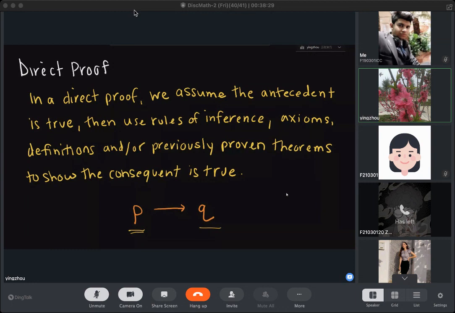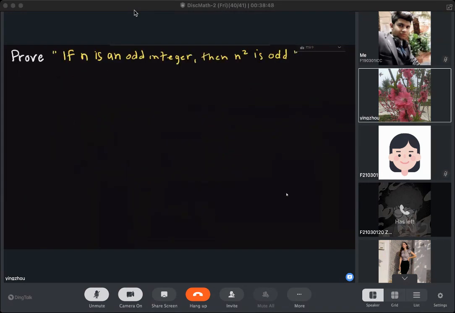Indirect proof, that means we think it over in a different way. The direct proof, that means we go from left to right. And indirect proof, we think of this from right to left. Let's do our first direct proof together. So we are to prove if n is an odd integer, then n squared is odd.